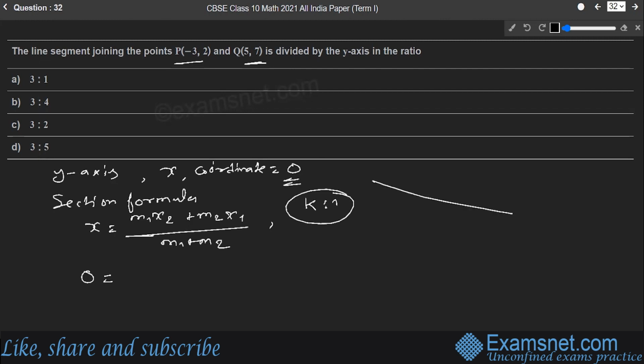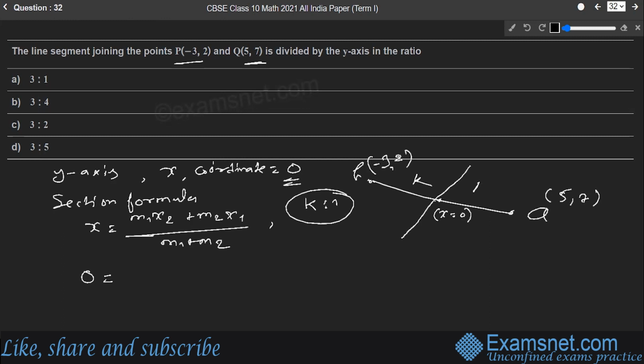Let us draw it also for more clarity. This is P, this is Q. The coordinate of P is minus 3 comma 2. The coordinate of Q is 5 comma 7. This is the point where the y-axis is crossing it. So the x value is obviously 0 here, and the ratio is k is to 1.